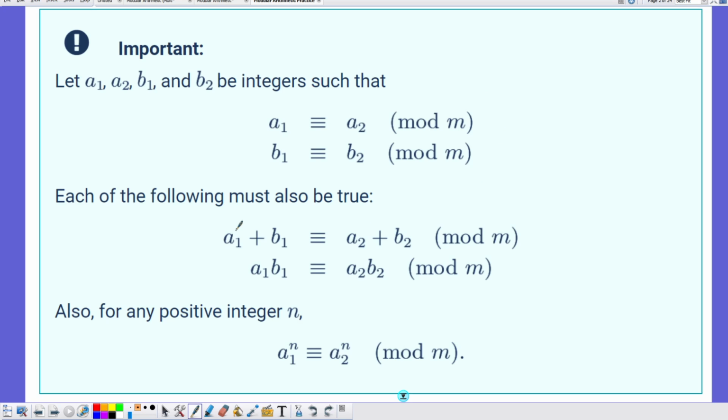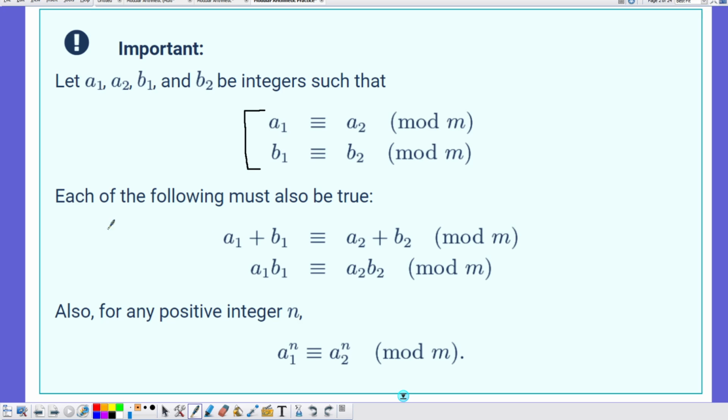Here's what we have proven so far, where if A1 is congruent to A2 and B1 is congruent to B2 under mod M, the sum of A1 plus B1 and A2 plus B2 are congruent under mod M. The product of A1 and B1 and the product of A2 and B2 are congruent mod M. And A1 to the nth power is congruent to A2 to the nth power mod M as well.